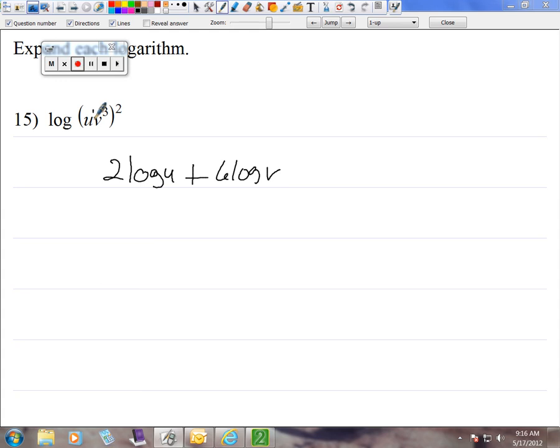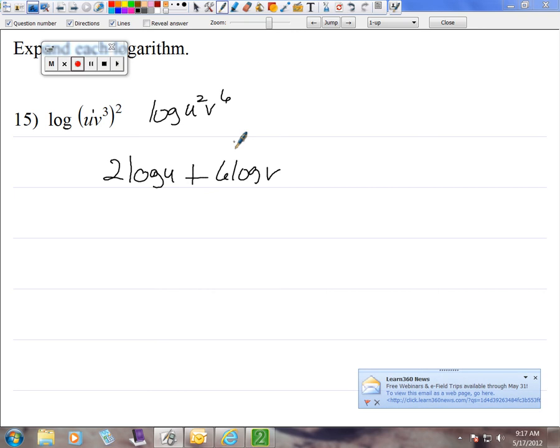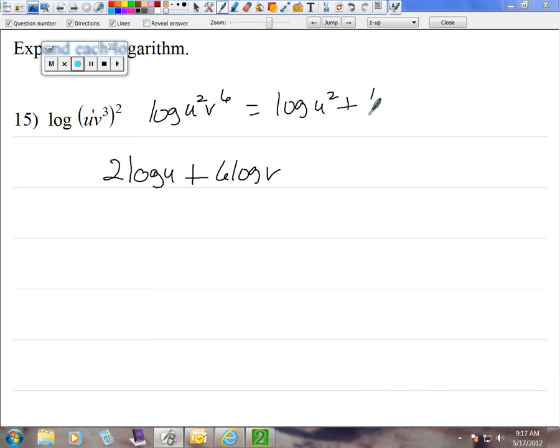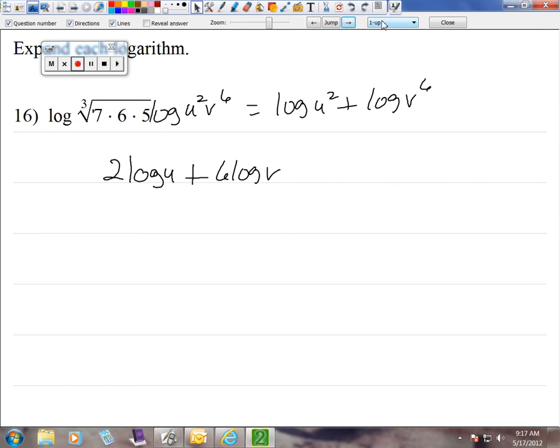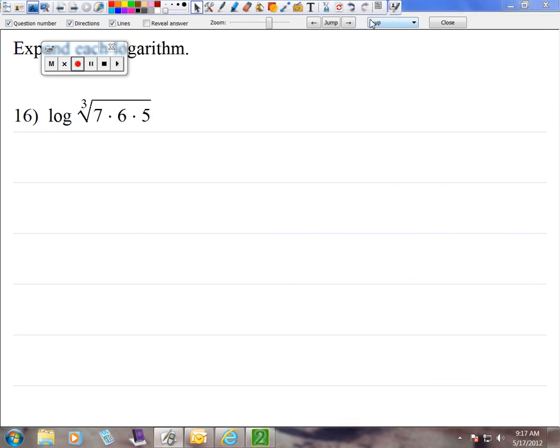Well, remember how this is a 1 here? So if I take 2 times both of these, you're going to get log U squared V to the 6th. Right? And then this is the same as log U to the 2nd plus log V to the 6th. And then that can be written like this, if you want to show every step, every property. Do 16. We've already done one like this, haven't we? So you should be able to write the answer to that in no time.